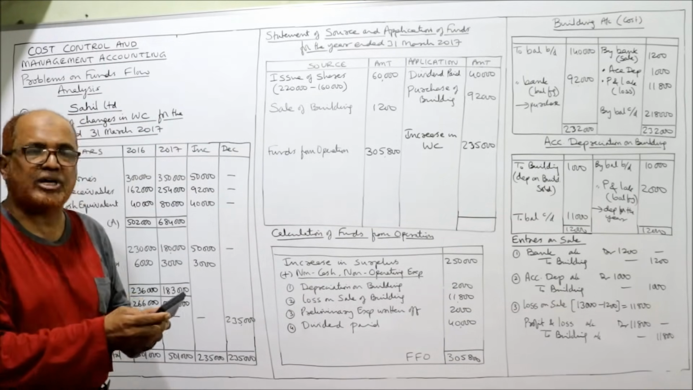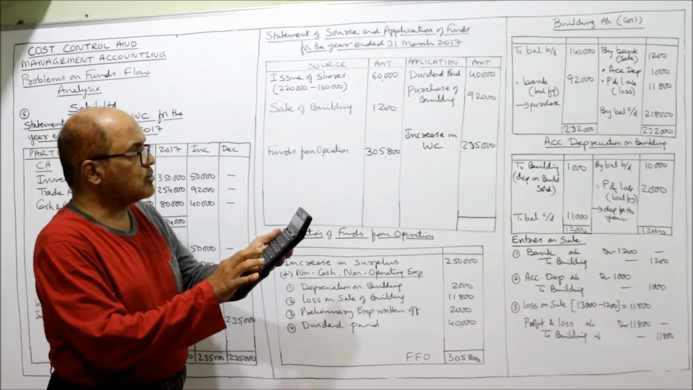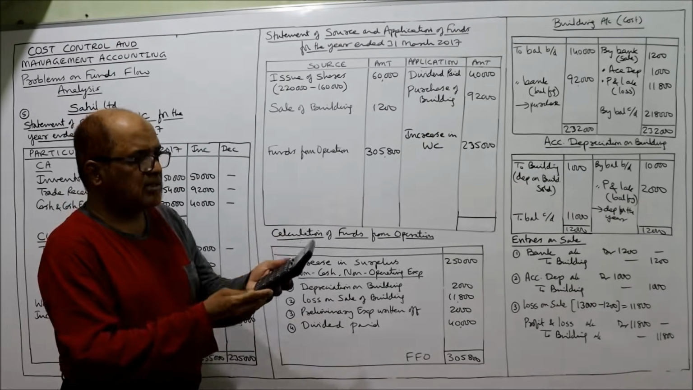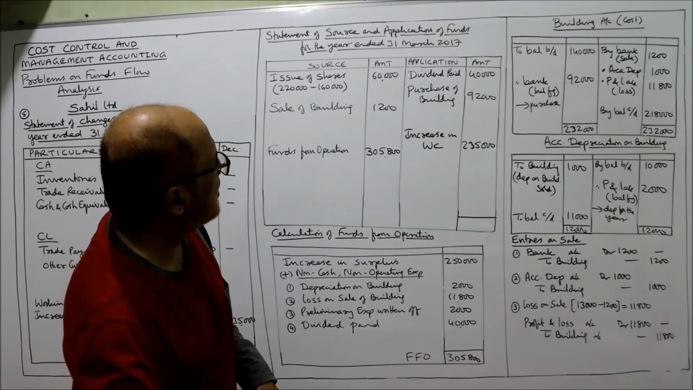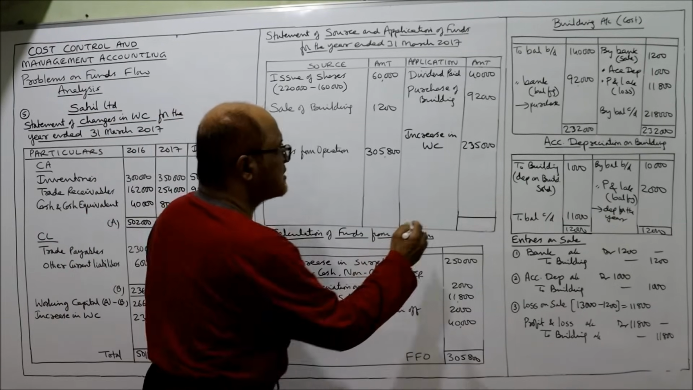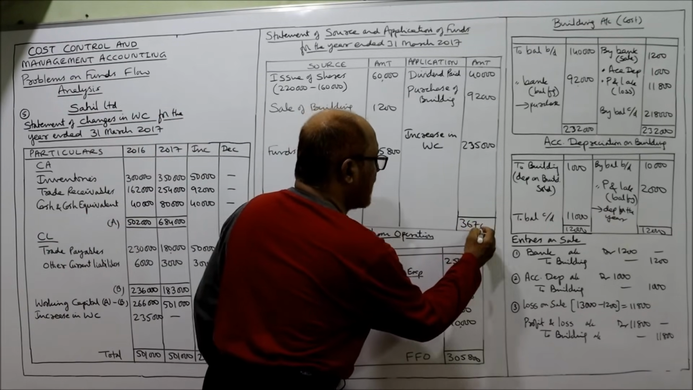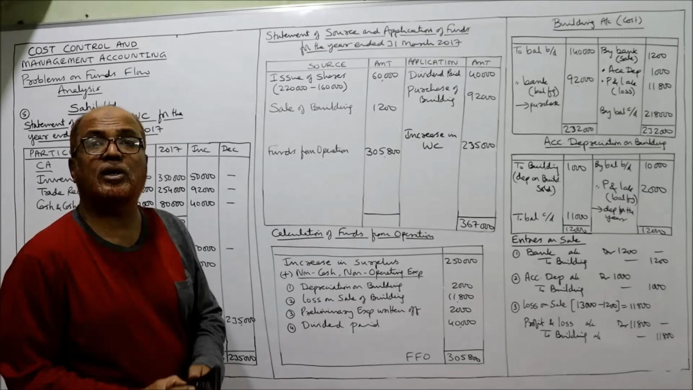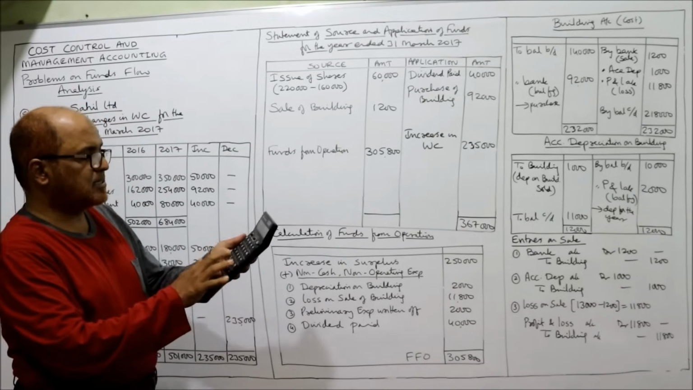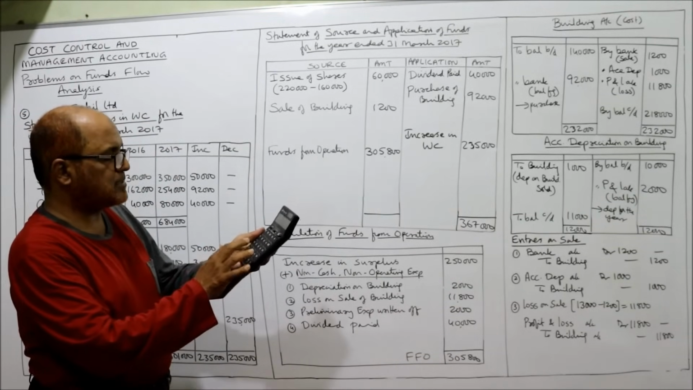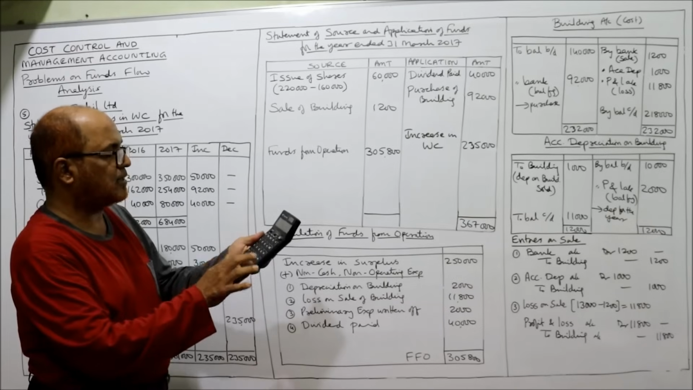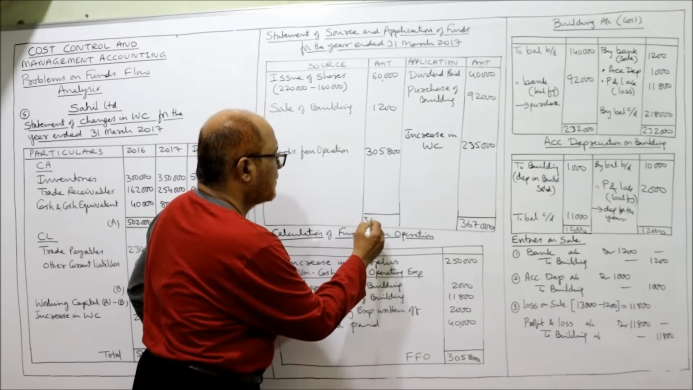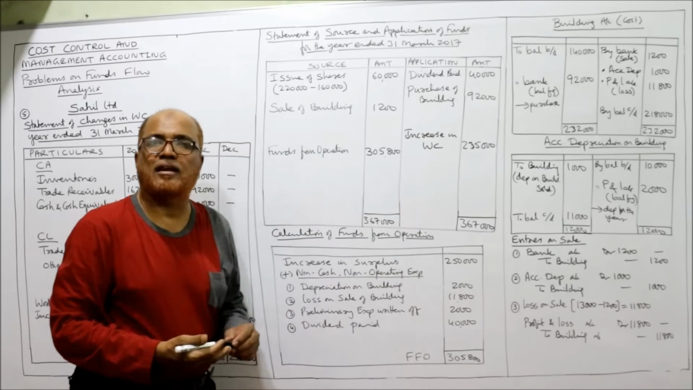be equal. Now we'll check. So 40,000 plus 92,000 plus 2,35,000, 3,67,000 you are getting. So 3,67,000 I am getting on the application side. Same 3,67,000 I should get on the source side. 60,000 plus 1,200 plus 305,800. 3,67,000. That means we have done correctly.